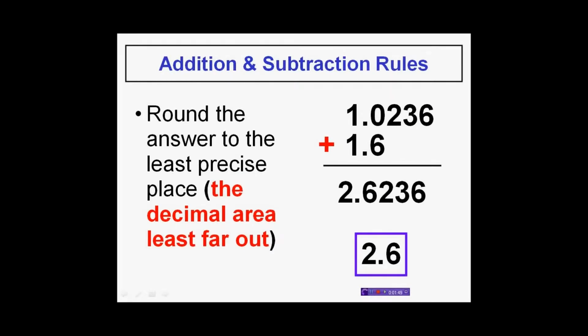In addition and subtraction, we use rules for significant figures, and the rules are how to round our final answer. Our final answer is over here, 2.6236, and we want to round that answer. Now let's go to the rules to find out what they are saying. In addition and subtraction, we're going to round the answer to the least precise place.